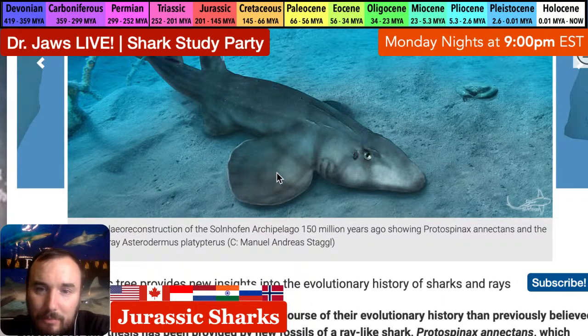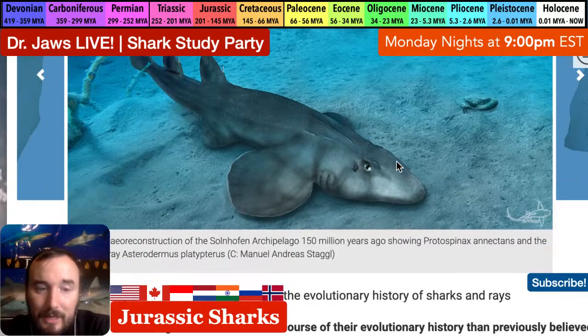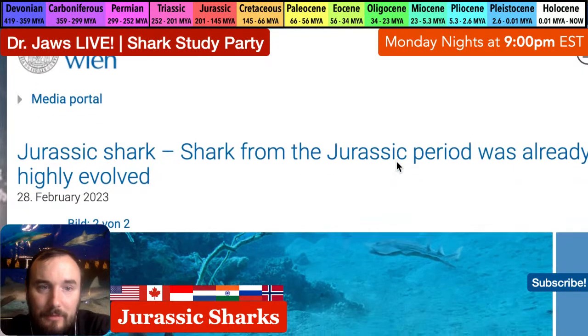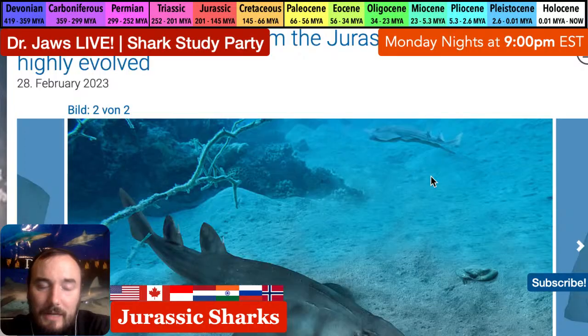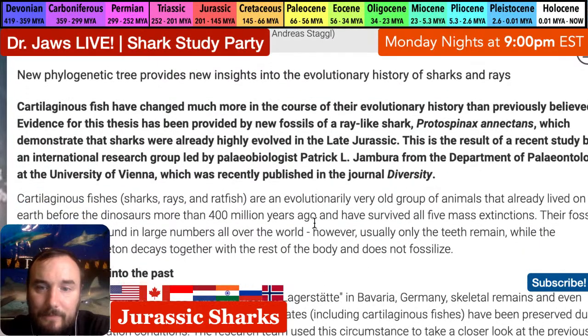This shark is called Protospinax annectens. And there's also a Jurassic ray here, Asterodermus platypterus. But here we go. This article is called "Jurassic Shark: Sharks in the Jurassic Period Were Already Highly Evolved." Cartilaginous fishes have changed much more in the course of their evolutionary history than previously believed. Evidence has been provided by a new fossil of a ray-like shark, Protospinax annectens, which demonstrates that sharks were already highly evolved in the late Jurassic. This is a result of a recent study by an international research group led by paleobiologist Patrick Jambura from the Department of Paleontology at the University of Vienna, recently published in the journal Diversity.